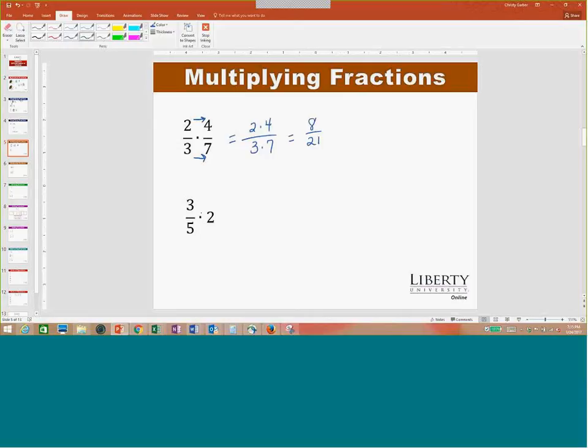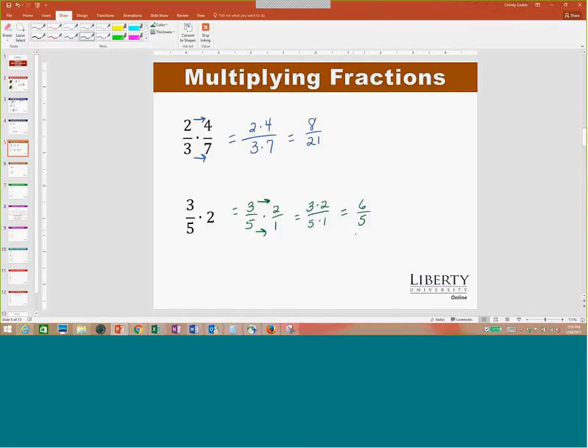What happens when we multiply a fraction times a whole number? Again, when you multiply fractions, you have to multiply across the numerator and across the denominator. So we need to make this whole number become a fraction. And remember, any whole number can become a fraction by just placing that whole number over 1. It's the same value. Now we simply multiply across the numerator and across the denominator. So 3 times 2 in the numerator and 5 times 1 in the denominator. When you multiply those across, you should get 6.